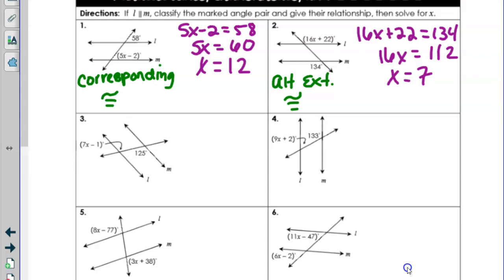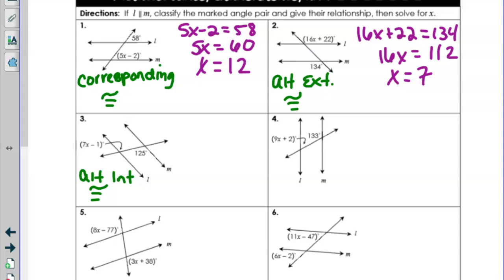And number 3, what type of angle pair do we have for number 3? Very good. Alternate interior. What do we know about alternate interior? Congruent. Very good. Alright, Katie, tell me what the equation would be. What's the equation for number 3? Can you see it? No, I cannot see that.